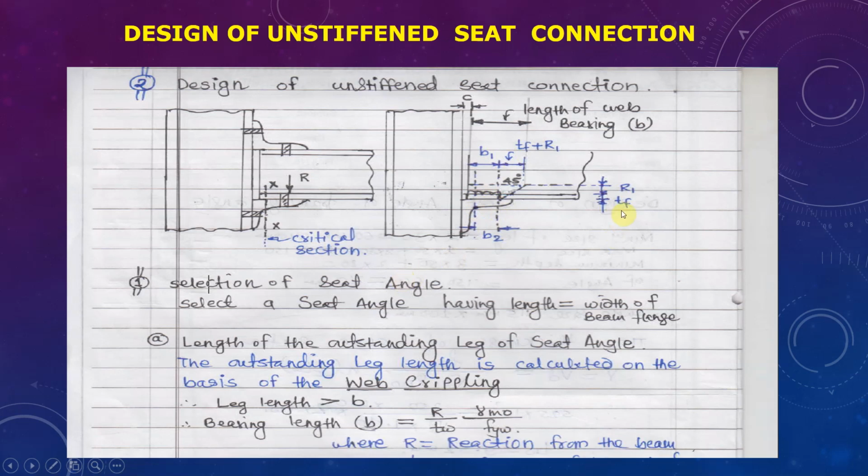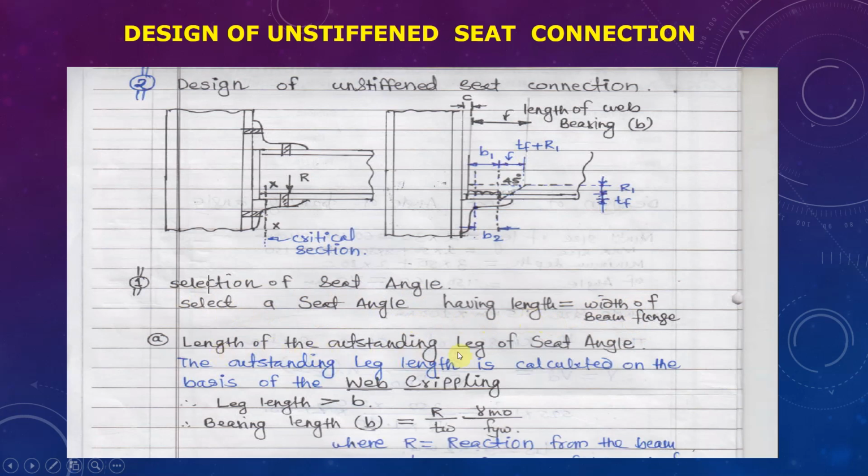Here TF is the thickness of the flange, R1 is the root radius of the beam flange. So the first step in the design of this unstiffened connection is selection of the seat angle. Select a seat angle having length equal to the width of the beam flange. So the beam flange width is equal to the length of the seat angle.